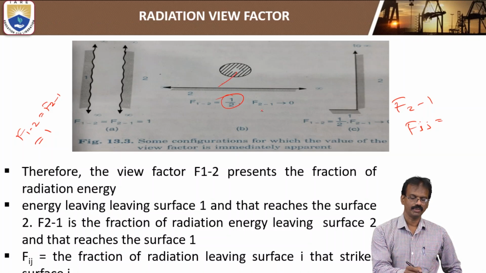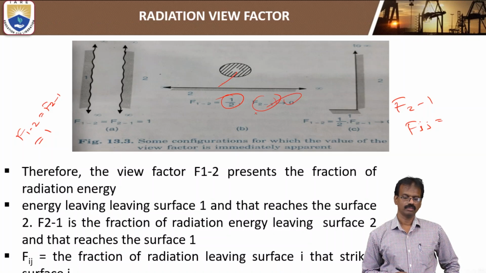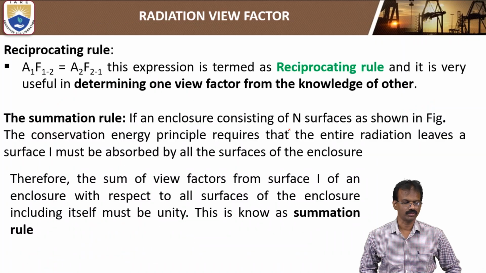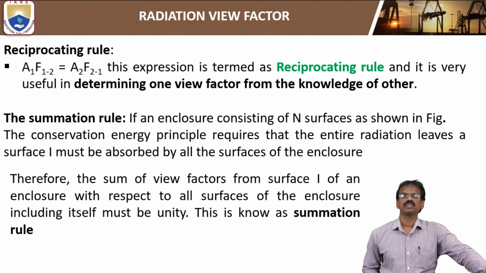Here F12 is equal to just half into F21, so F12 is half of F21. You can observe some conditions. Next, there are some rules to identify the shape factor.